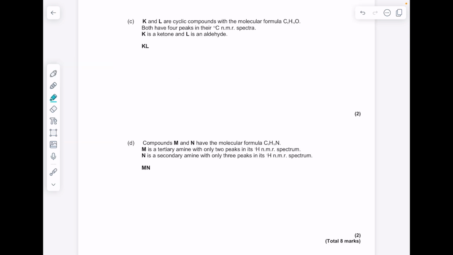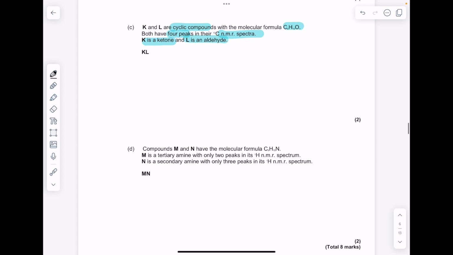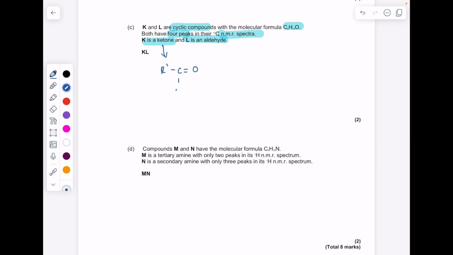K and L are cyclic compounds with this molecular formula. Both have 4 peaks in their NMR spectra. K is a ketone, L is an aldehyde. So higher up in the question, we're being asked to determine their structures. Loads of information here. So K is a ketone, so obviously we'll expect this functional group. On a ketone, L is an aldehyde, CHO. We've been told that they're cyclic compounds made up of 6 carbons.